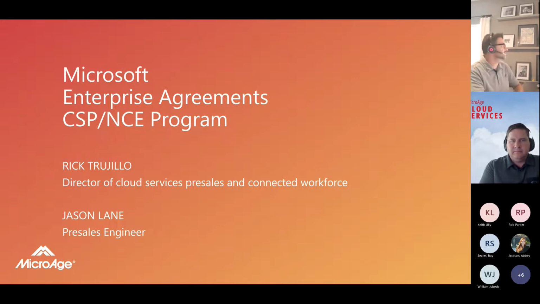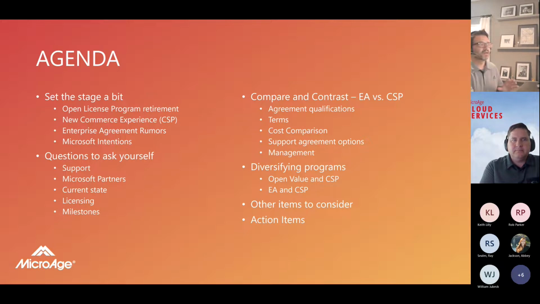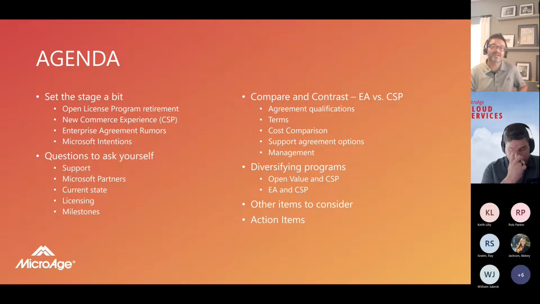So as far as the agenda is concerned, don't let it overwhelm you. We're going to set the stage a little bit. We're going to talk about a few of the things that have occurred, let's call it the past 6 to 8 months. I call it the crime scene, really. Like, here's where we are today. As far as recent announcements from Microsoft are concerned, we'll go over some questions that you might want to ask yourself, okay, as it relates to your EA or some licensing decisions that you're going to make.